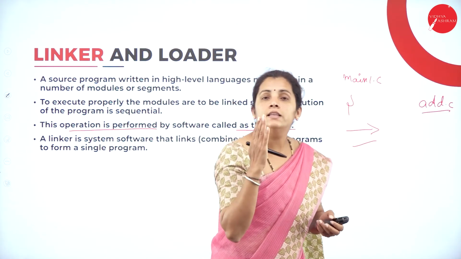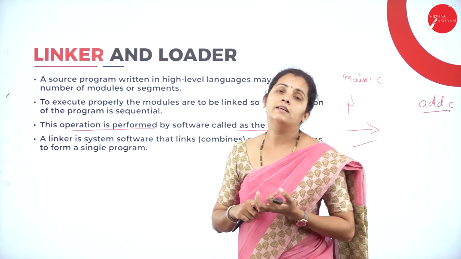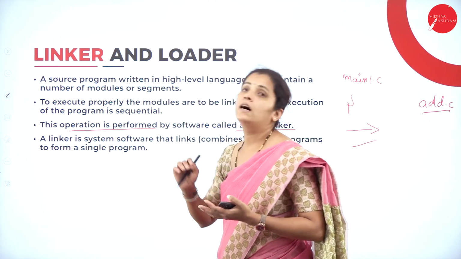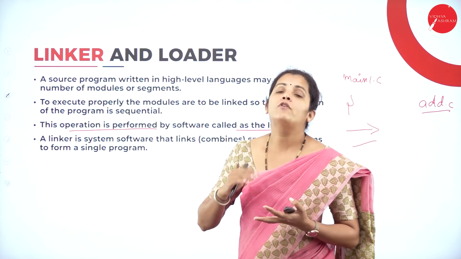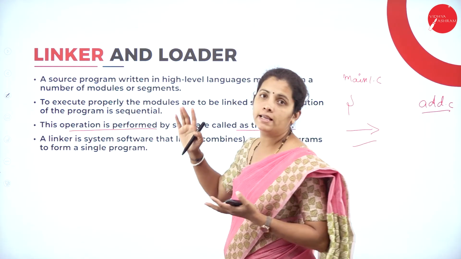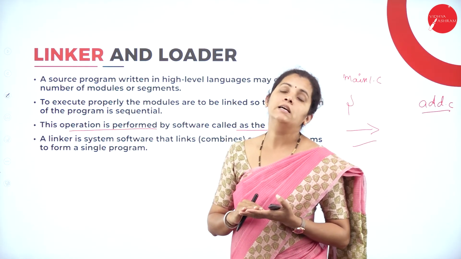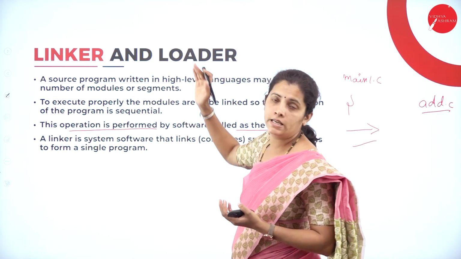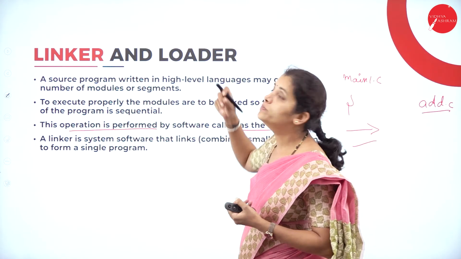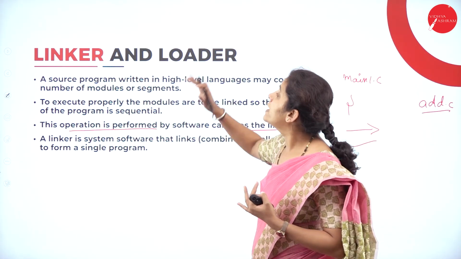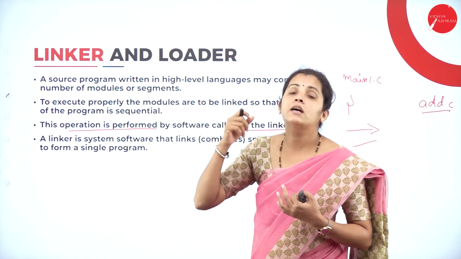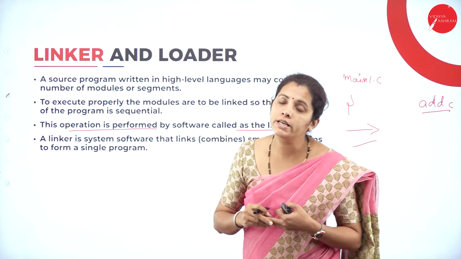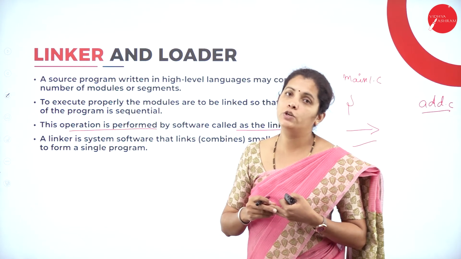So here a linker is a software and its job is to link two different modules. Here the linker is going to take the object files which are generated by the assembler or compiler and link all the object files together. So the job of the linker is to take the object code generated by the assembler or compiler and combine those object code together to form an executable file.